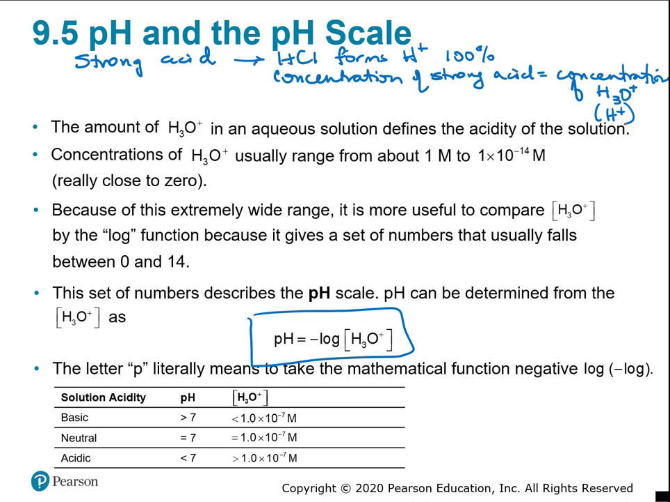So to get rid of the negative, you have to take the negative of the log of the acid concentration. So that's why that negative symbol is out front.